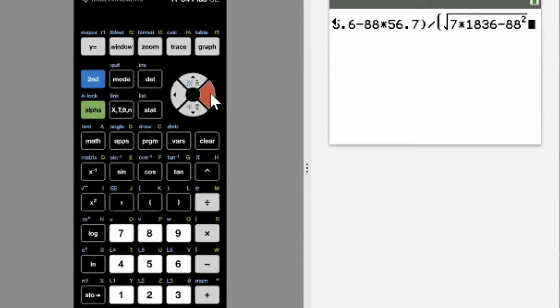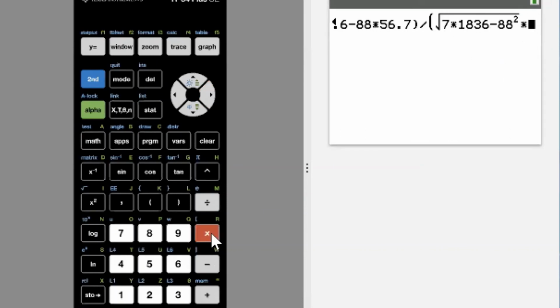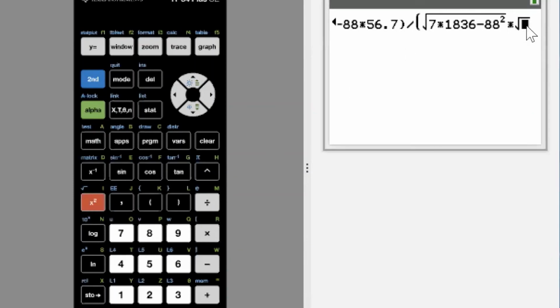Now you are out of the square root and you are multiplying all this quantity with the second square root. So put a multiplication sign there. Times, now the second square root. So you'll get the second square root. Now type everything inside the second square root.